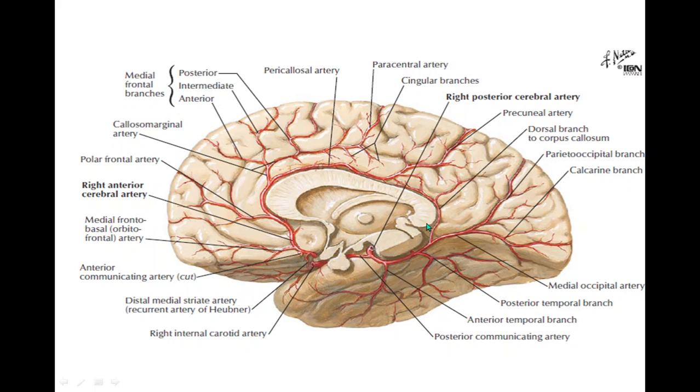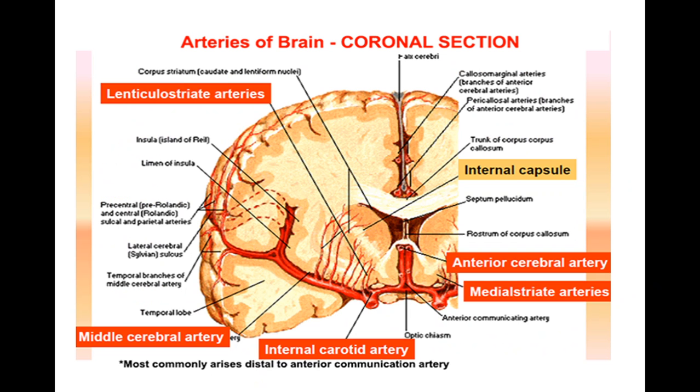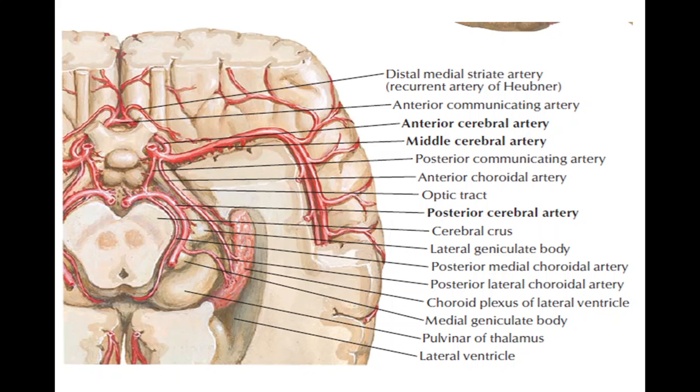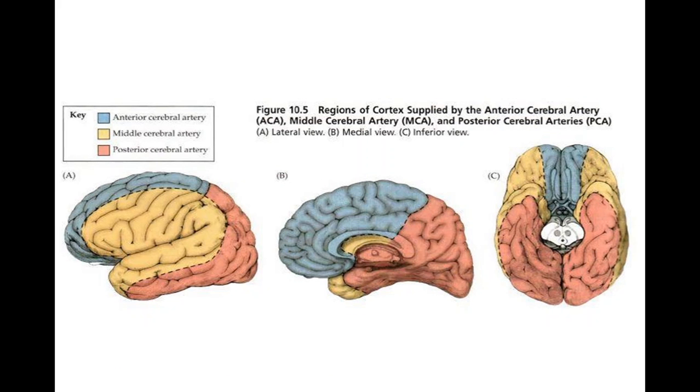So this is the territory of these three important vessels: the anterior cerebral, middle cerebral and posterior cerebral arteries, okay. Let me show you a picture which explains the territory of these three vessels. It is color coded: blue is for the anterior cerebral artery, yellow is for the middle cerebral artery, and brown is for the posterior cerebral artery. This is the superior lateral surface, this is the medial surface, and this is the inferior surface or the base of the brain.